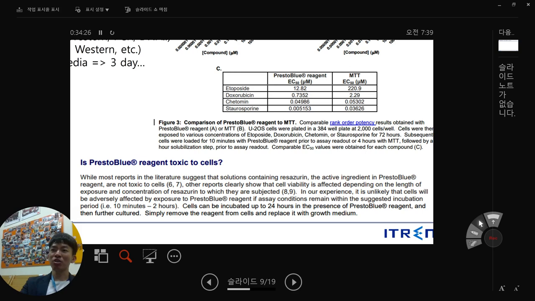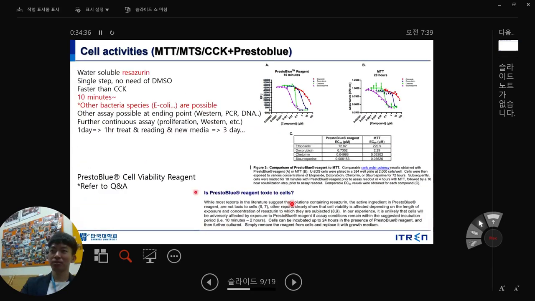Cells can be incubated up to 24 hours in the presence of Presto Blue reagent, and then for continued culture, simply remove the reagent from the cells and replace it with growth media. Okay? But you may always have concerns and raise questions that maybe some change will happen to your cells. It's true. But compared to CCK, maybe Presto Blue is safer.